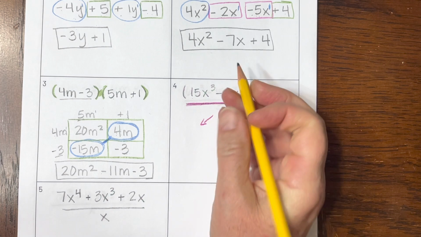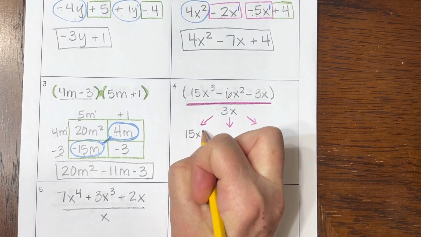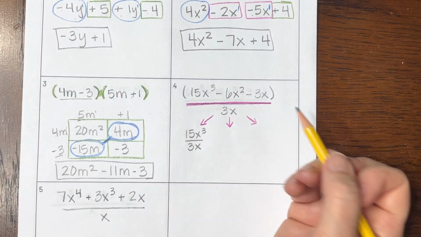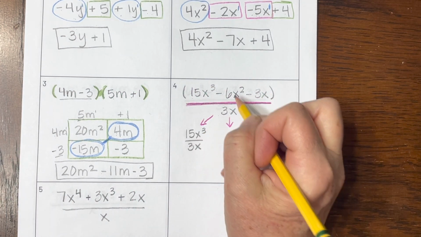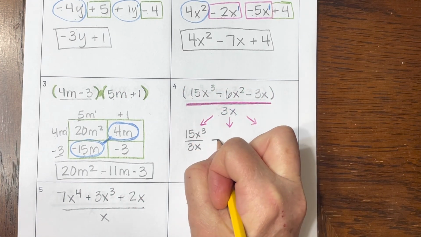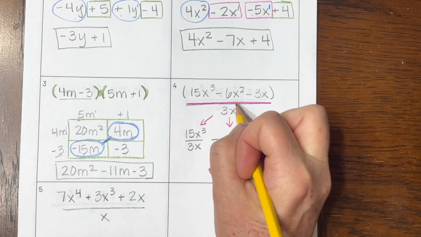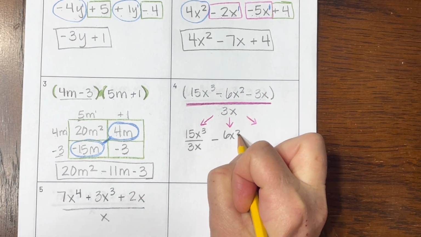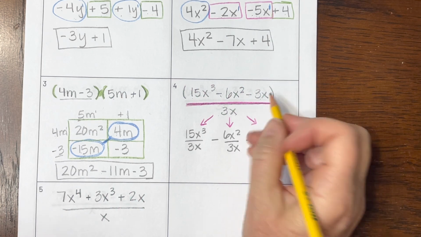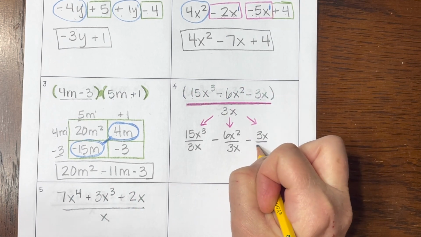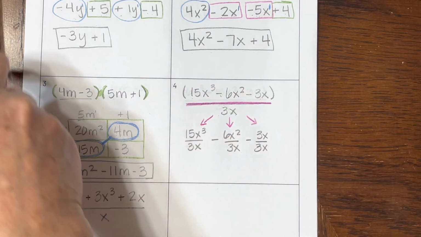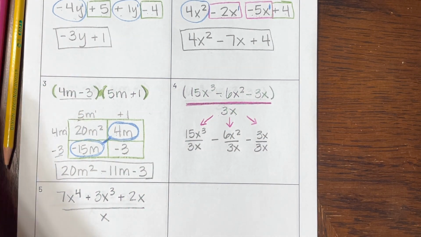So I'm going to take my 15x cubed and rewrite it with the 3x. It's kind of like distributive property for division. I have to share this 3x with every term in the numerator. Now I can keep my subtraction sign. And then I have my 6x squared divided by 3x. And then I have my 3x divided by 3x. That's looking suspicious to me. I think that means something important. But let's go ahead and take a look at what's going on here.